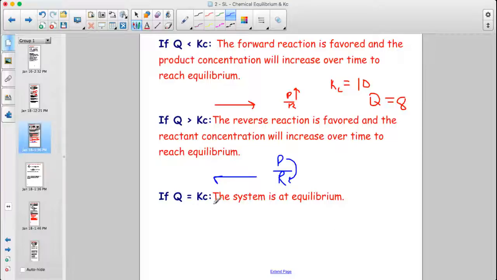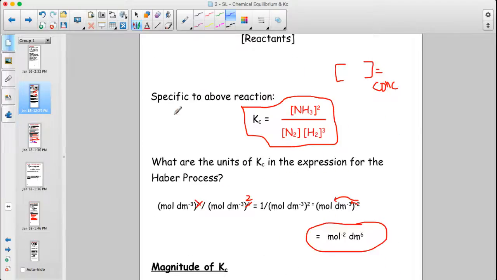And if Q equals Kc, that implies that you are at equilibrium, right? If you plug concentrations into the Kc expression and you actually get the Kc value, that means you are at equilibrium. So the only difference between Q and Kc is it's the same equation. So for the Haber process, this is the same expression. If you plug in concentrations at equilibrium, you get Kc, the value of Kc. If you plug in some other concentrations when it's not at equilibrium, then you get Q.